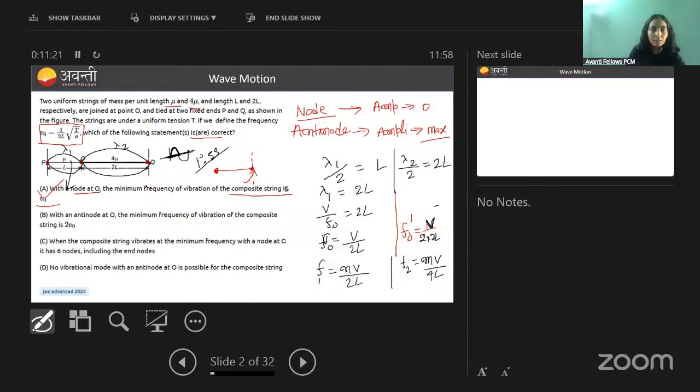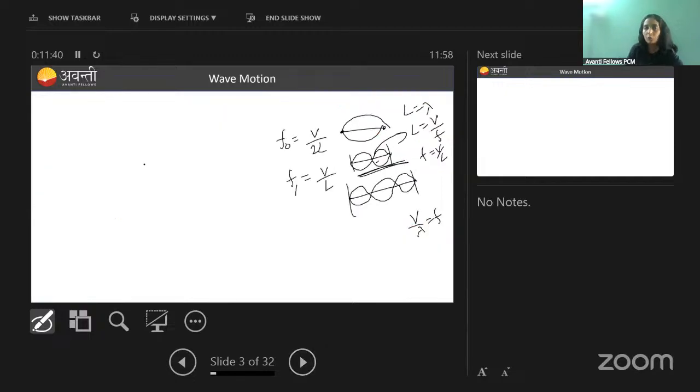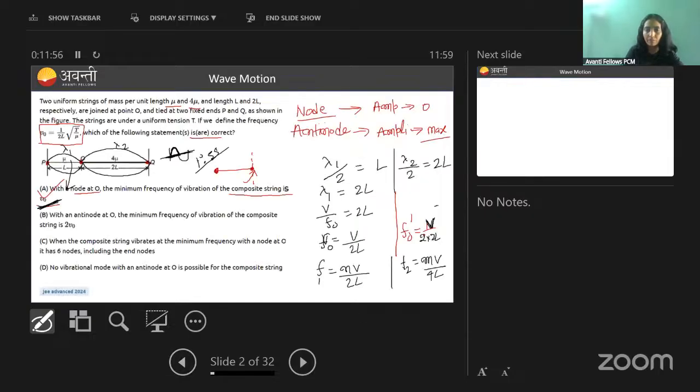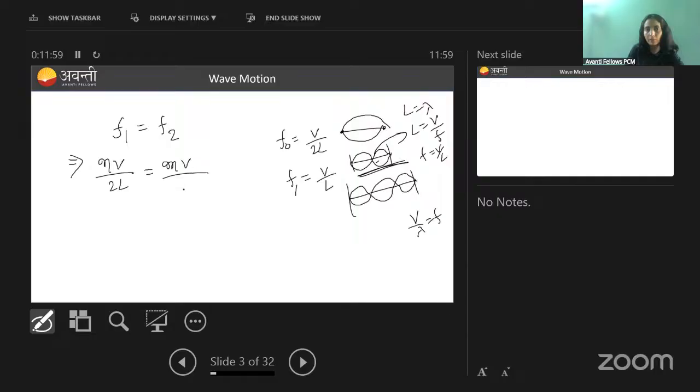And for the composite string, we need the minimum frequency of vibration of the composite string. We have to define a single frequency for the composite string. So we will try to see for what values of N and M, F1 will be equal to F2. So let's do this. If you do this, you will be writing here NV by 2L, and this will be equal to MV by 4L.